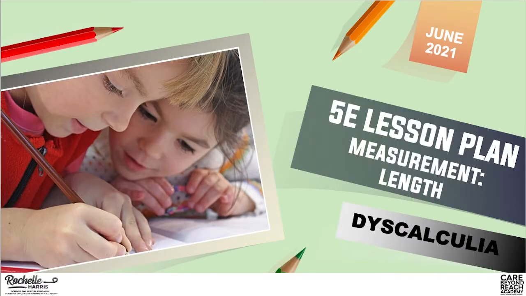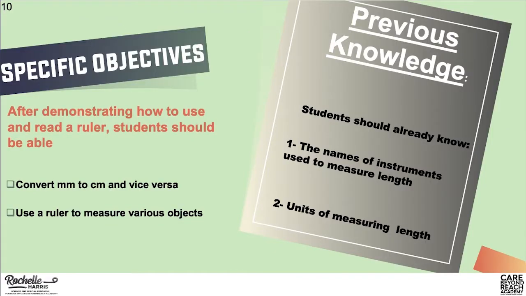Specifically, our focus on this would be dyscalculia, and so we look at our objectives. Now, what is it that we want our students to do at the end of the lesson? We want them to be able to use a ruler to measure various objects. We want to know that they can convert millimeters to centimeters. And what are some things you would have already explored with these students? Perhaps the names of instruments used to measure length and the different units for length.